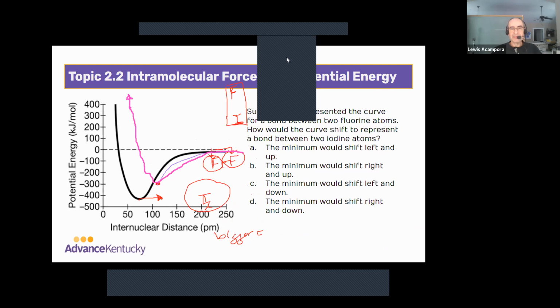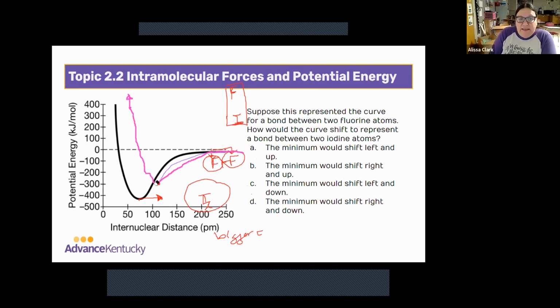The other thing I would suggest is this point is never going to go up and to the left. It's either going to go to the right and up, or the minimum is going to go to the left and down. Either the bond gets shorter and requires more energy to break, or the bond gets longer and requires less energy to break. So even though I put 4 choices here for a multiple choice question, really and truly, the only possible choices are A and C. Minimum goes right and up or left and down.